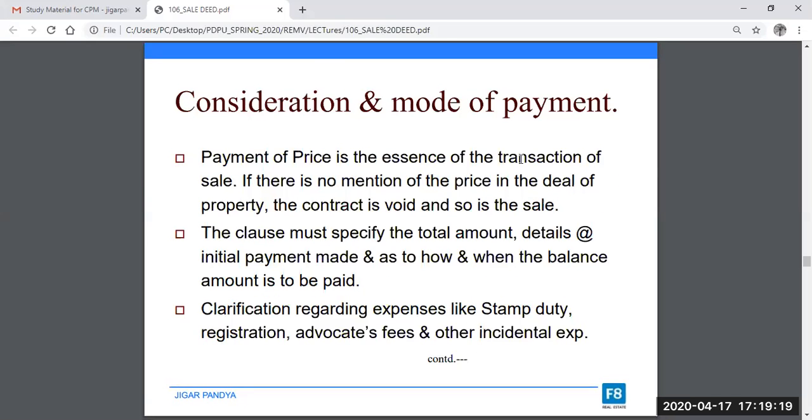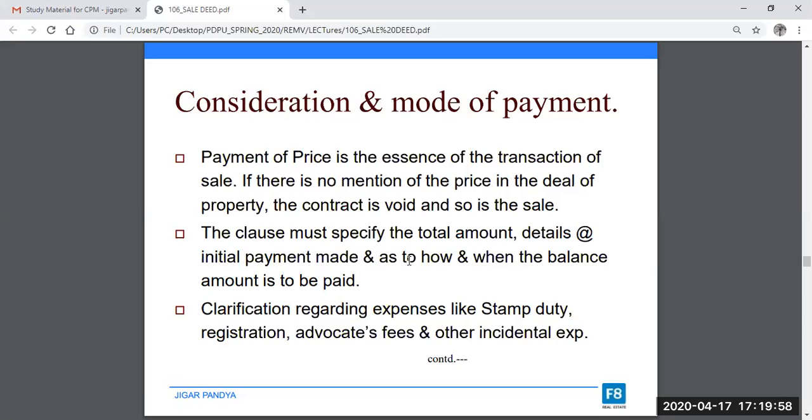Now, the mode of payment to consideration is another aspect we talk about. If there is no mention of the price in the deal of property, the contract is void and so is the sale. Consideration is very important. We need to mention it. You cannot say that we're not taking any money for this. In the worst case, you have to mention 1 rupee, but you have to mention it. It's very important that consideration is mentioned.